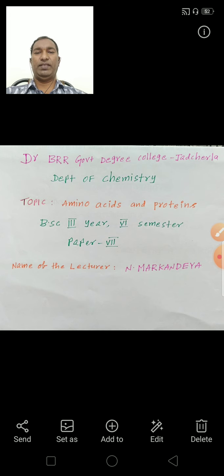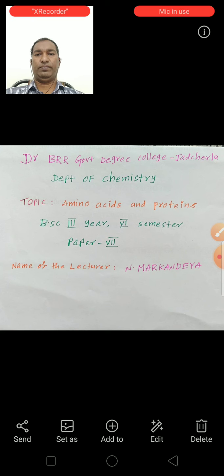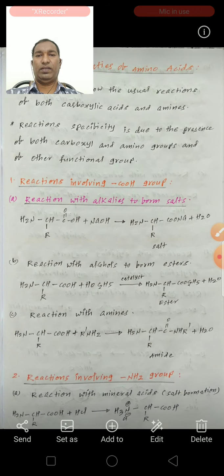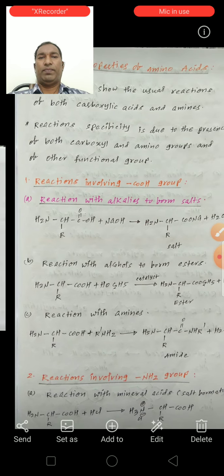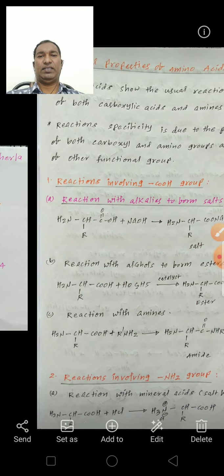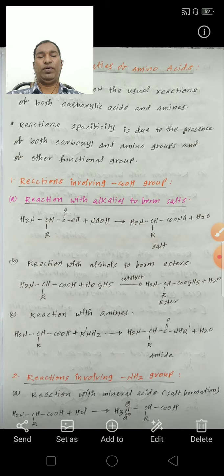So the topic is amino acids and proteins, for BSc third year, 6th semester, paper 7. See here, the chemical properties of amino acids.